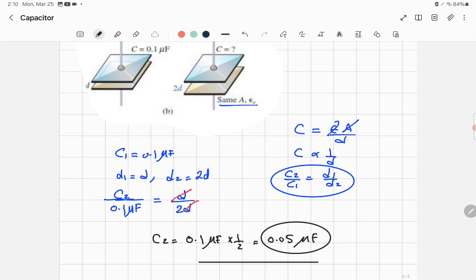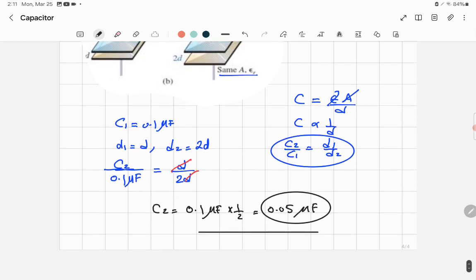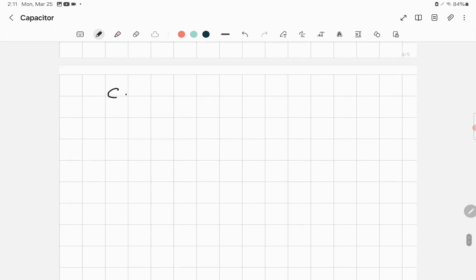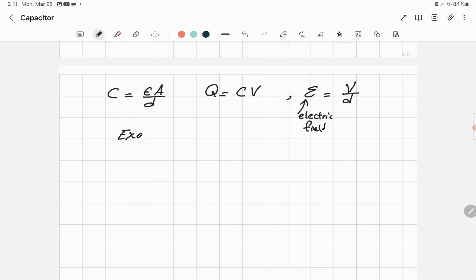Okay. How do you calculate the electric field? We just explained how to find C. You can calculate it using this equation, and also there is a relationship between Q and C, and Q is equal to CV. But I want now the electric field. The electric field inside the capacitor is equal to V over D. So that's the electric field. Let's take one example of how to calculate the electric field. This example will have everything in it.